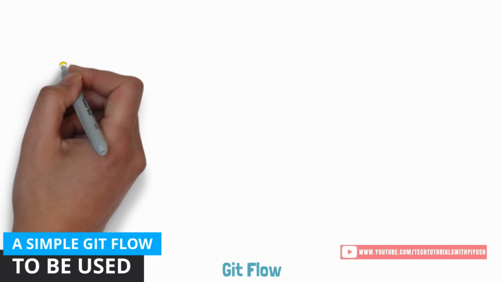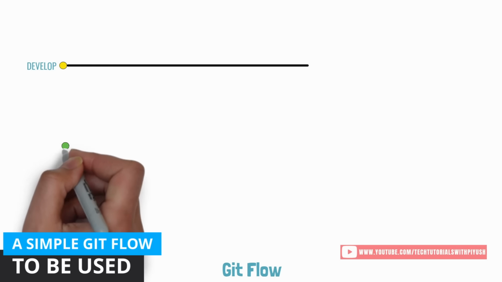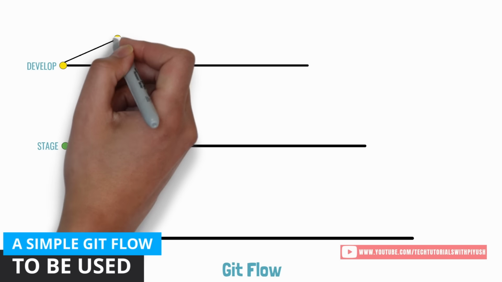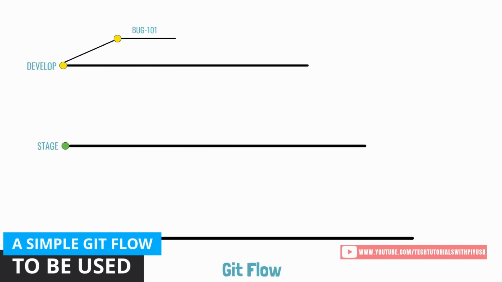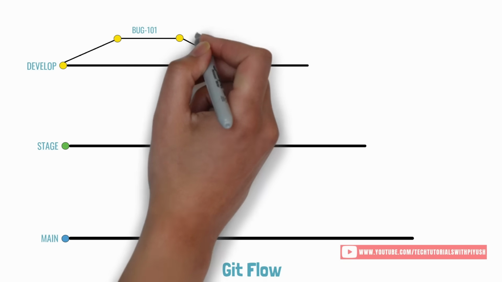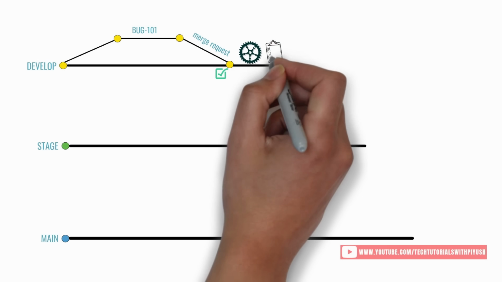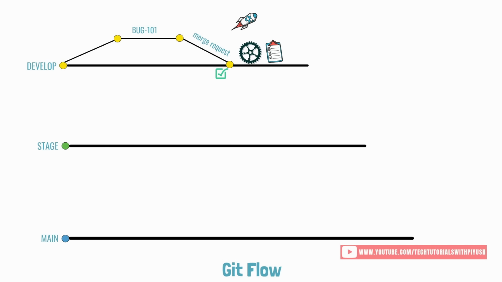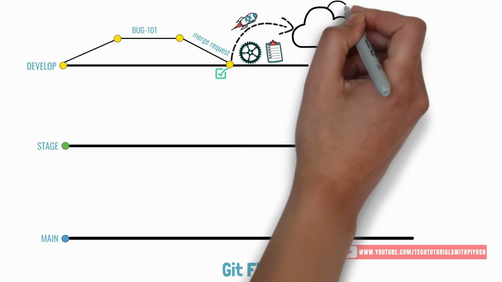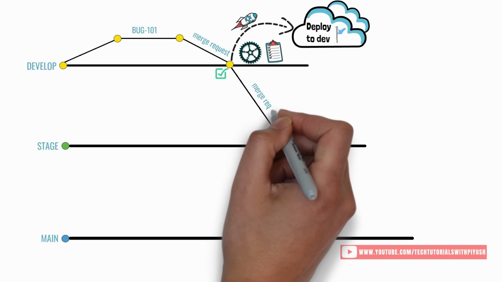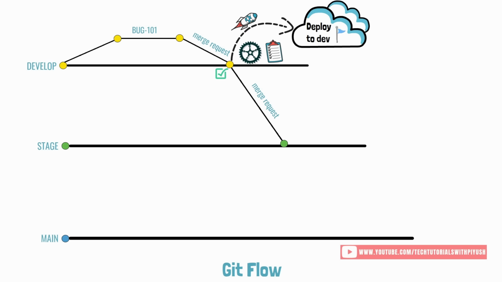Let's now go through the git flow that we'll be following in the upcoming section. Let's say we have 3 branches: a develop branch, a stage branch, and a main branch. A new branch gets created from the develop branch. Let's call it bug 101, and it gets merged into the develop branch with the help of a merge request. Once it is reviewed and approved, a build gets triggered, test cases get executed, and the deployment to the dev environment gets triggered.